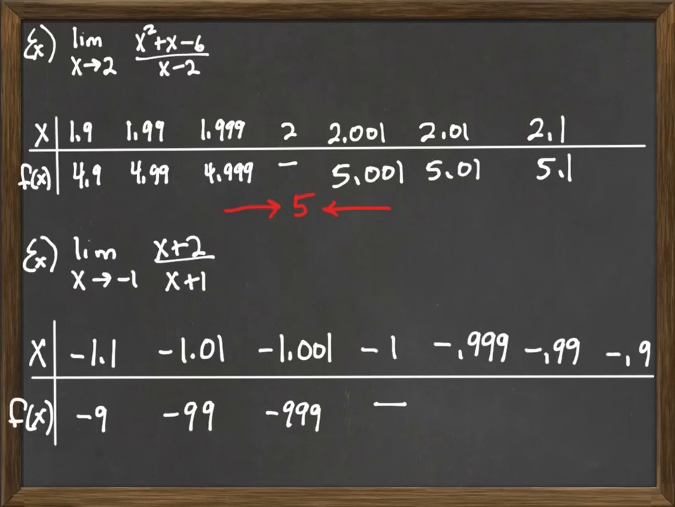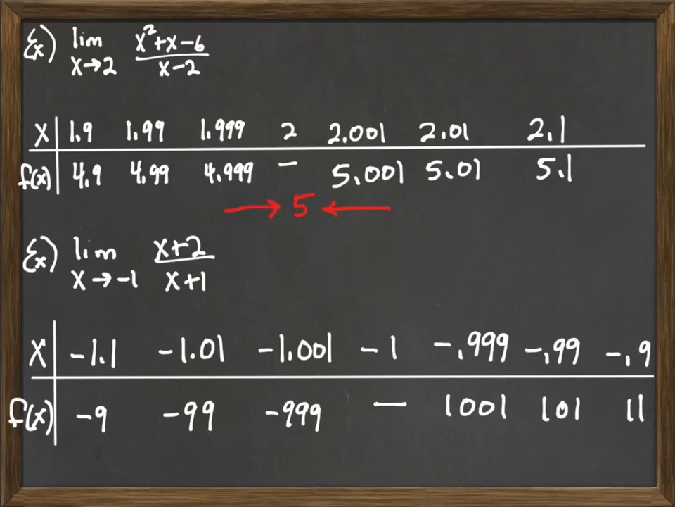But let's go ahead and look at the other side and see if maybe we can get some kind of information out of that. So when we plug -0.9 into that equation, we get an answer of 11. And negative 0.99 gives us an answer of 101. And finally, negative 0.999 gives us an answer of 1001.